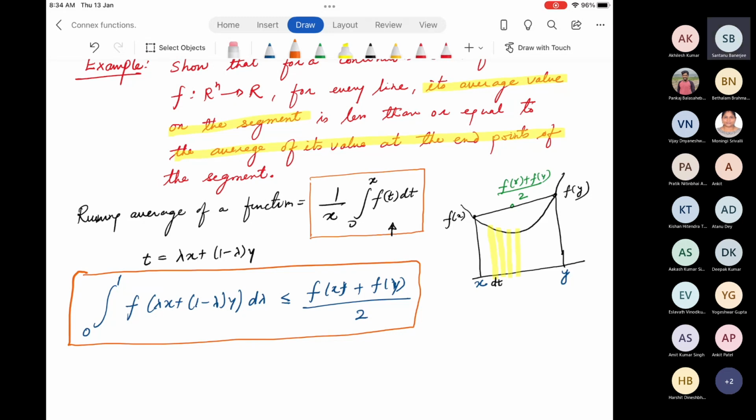In the left hand side, it should be. Your voice is very feeble. Can you be a little louder? Yes, Santanu, go ahead. Santanu, I cannot hear you. Can you come closer to the mic?